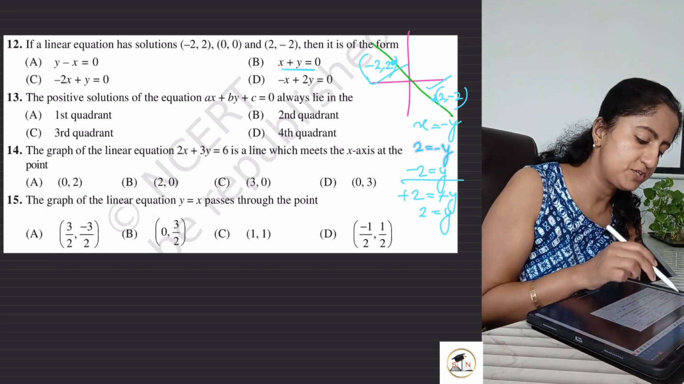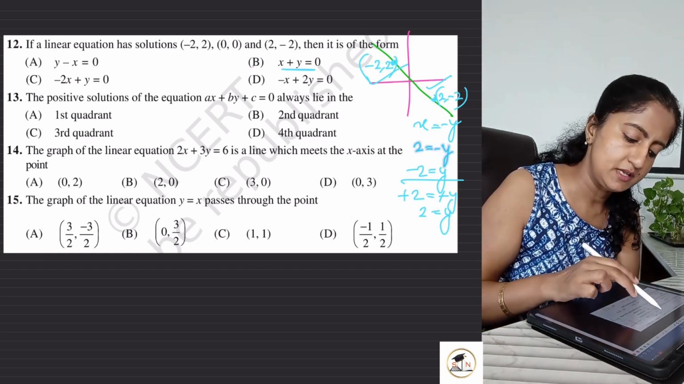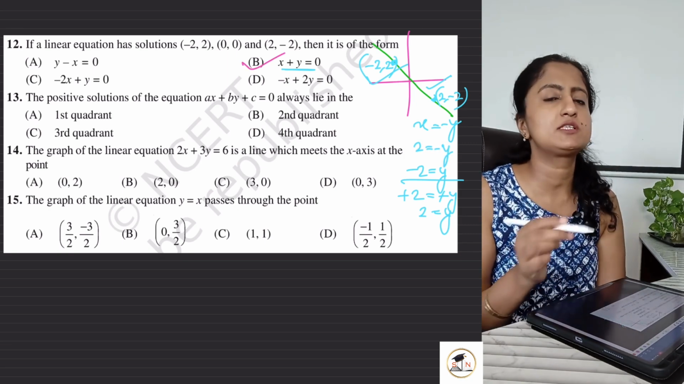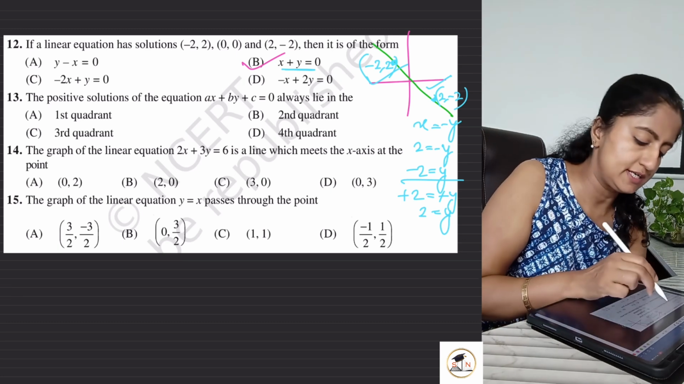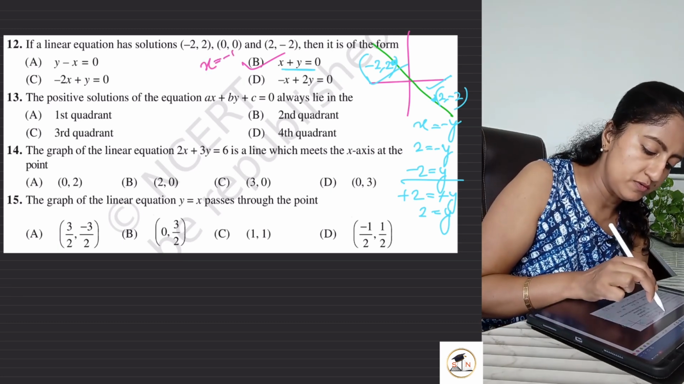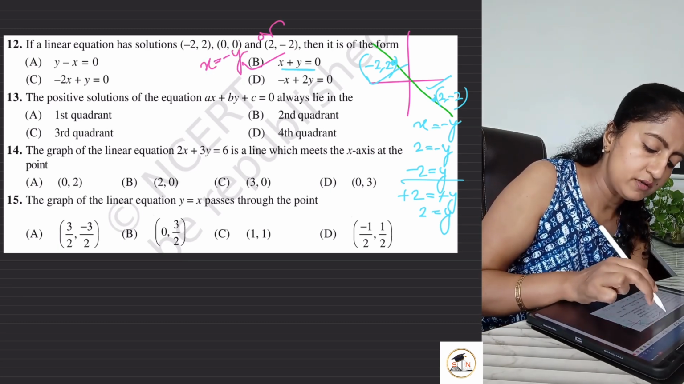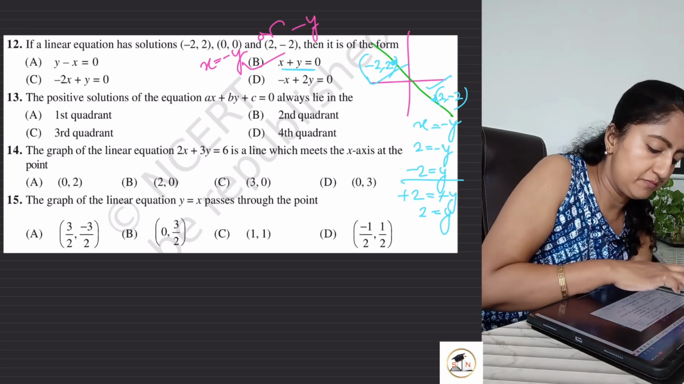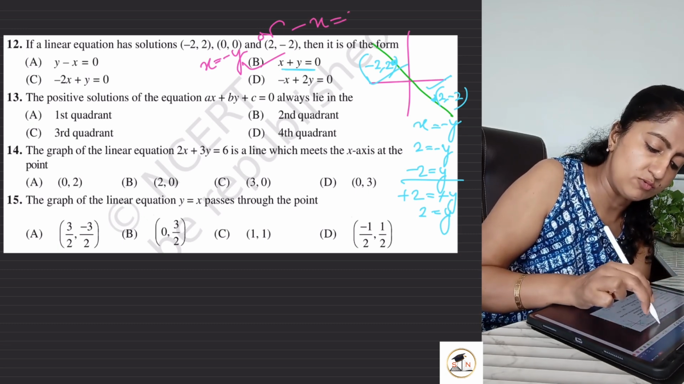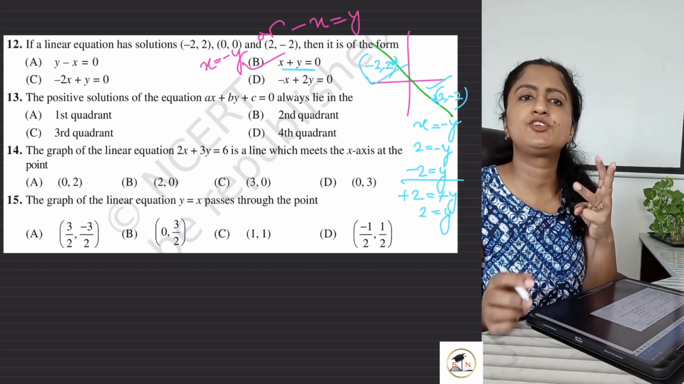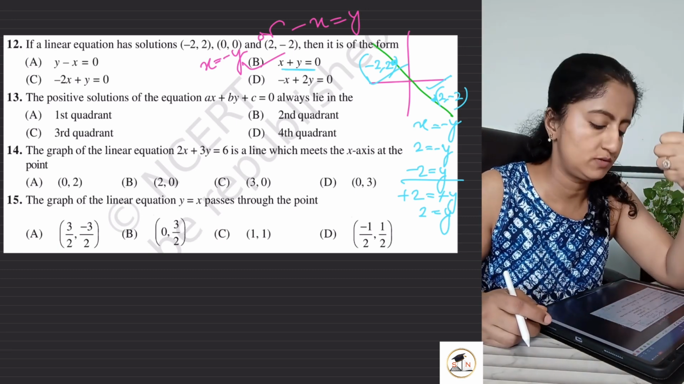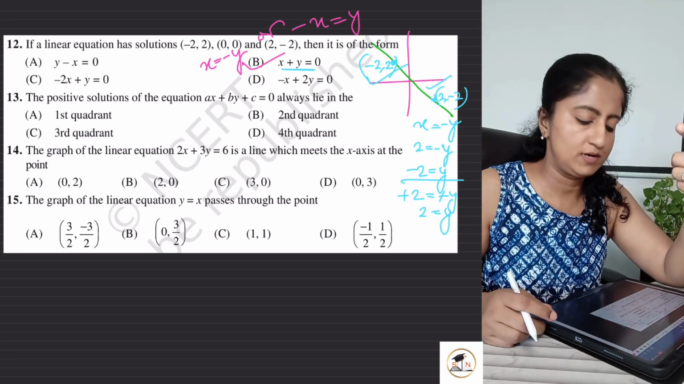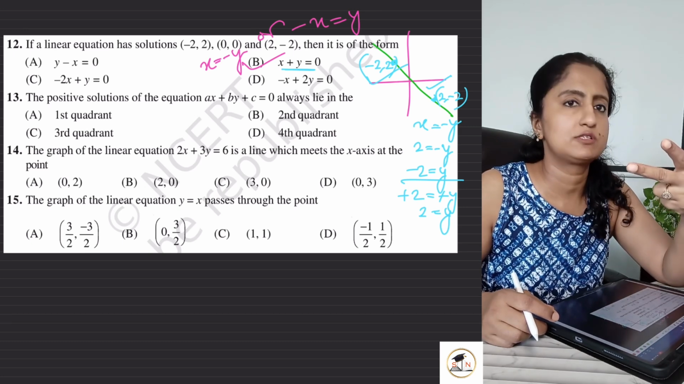Hence the correct option is B, because x + y = 0. And this can also be written as x = -y and -x = y. There are 3 methods of writing this. They could have written the option as x = -y, -x = y, and x + y = 0.